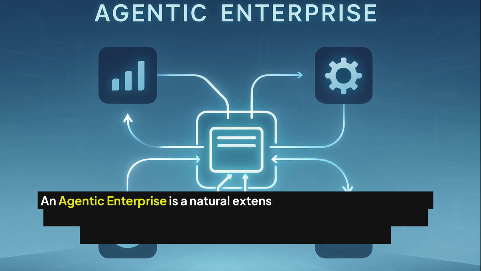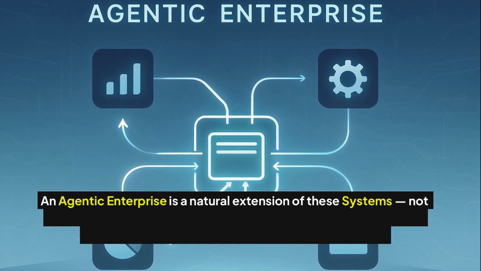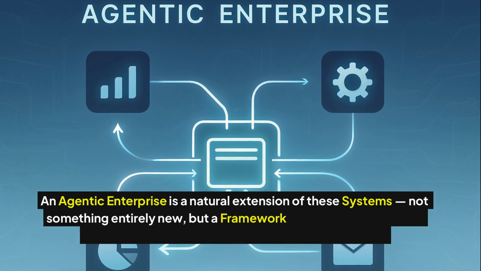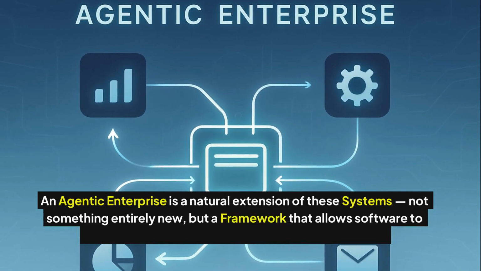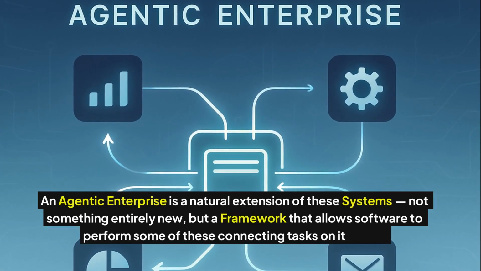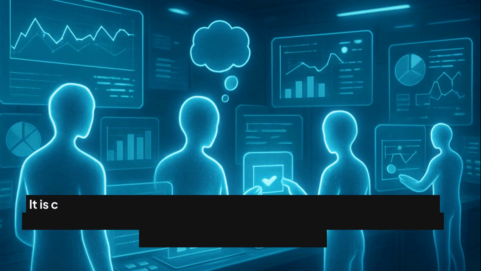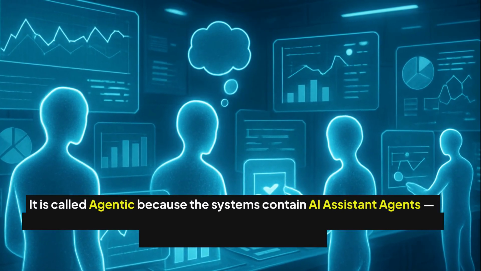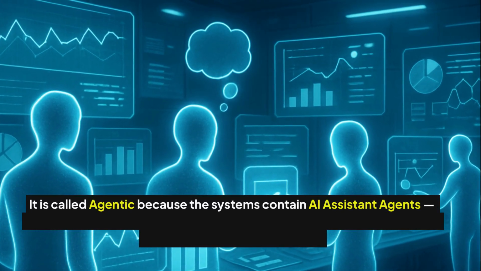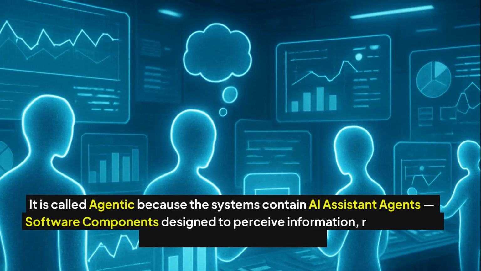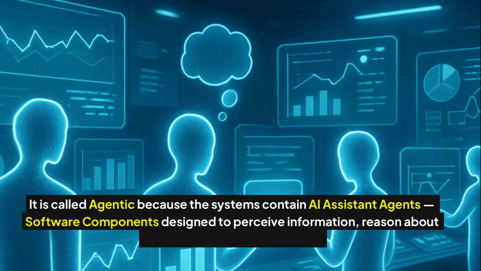An agentic enterprise is a natural extension of these systems, not something entirely new, but a framework that allows software to perform some of these connecting tasks on its own. It is called agentic because the systems contain AI assistant agents, software components designed to perceive information, reason about it, and take approved actions.